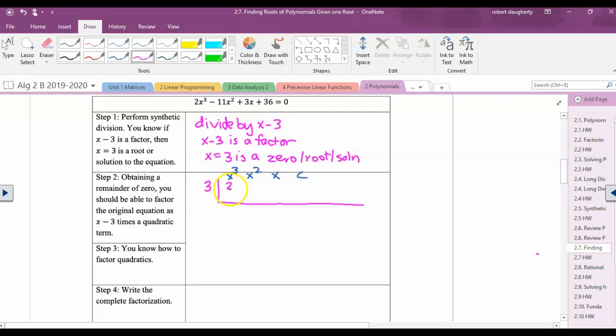So I've got a 2, negative 11, 3, and 36. So the 2 comes down, 3 times 2 is 6. Negative 11 plus 6 is what? Negative 5. 3 times negative 5, I get negative 15. 3 times negative 12, negative 36, I get a 0. Was that what I was expecting? Yes. If x minus 3 is a factor, I expect this to be 0. Now, what if that were not 0? Then what do you know?